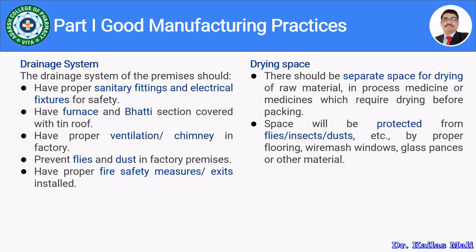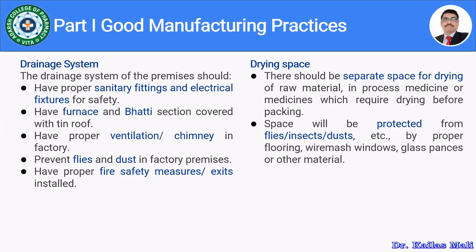Furthermore, it should prevent the flies and dust in the factory premises, and should have proper fire safety measures and exits installed. So it should have proper fire safety measures and the exits installed. So this is about the drainage system in the manufacturing premises or manufacturing unit of the ASU drugs.